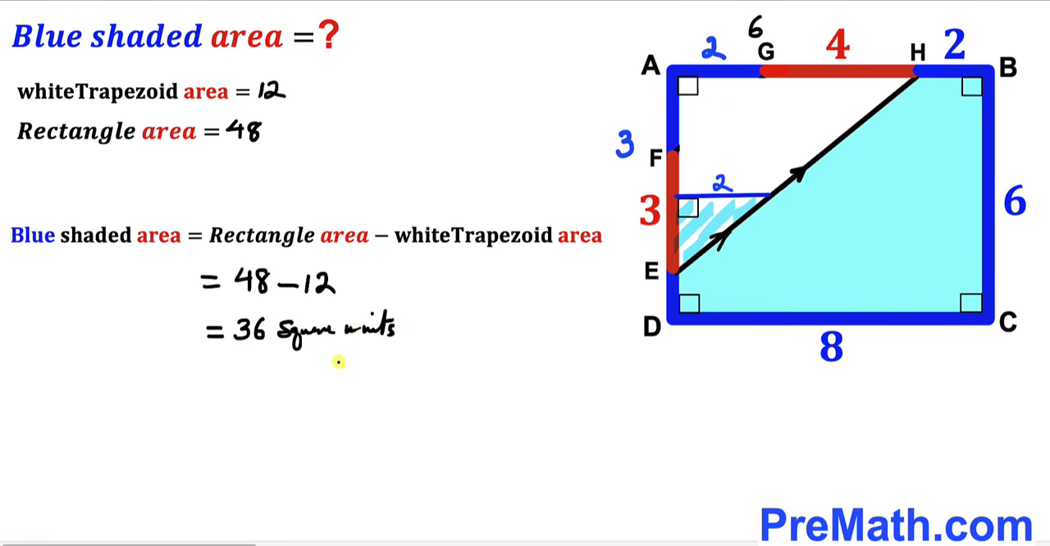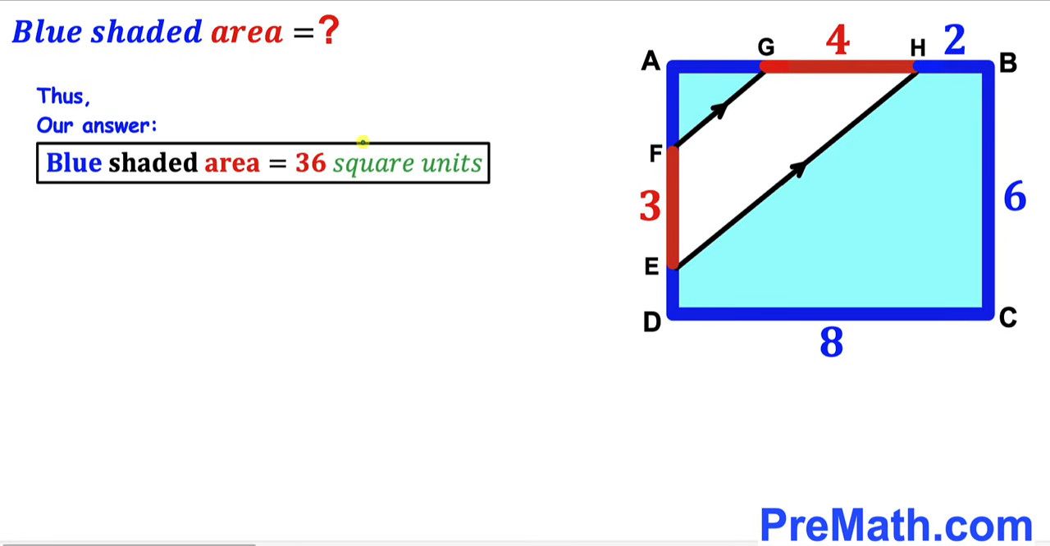So thus, after all the calculations and manipulations, the area of the blue shaded region turns out to be 36 square units. In other words, the area of this region and this region turns out to be equal to 36 square units, and that's our final answer.